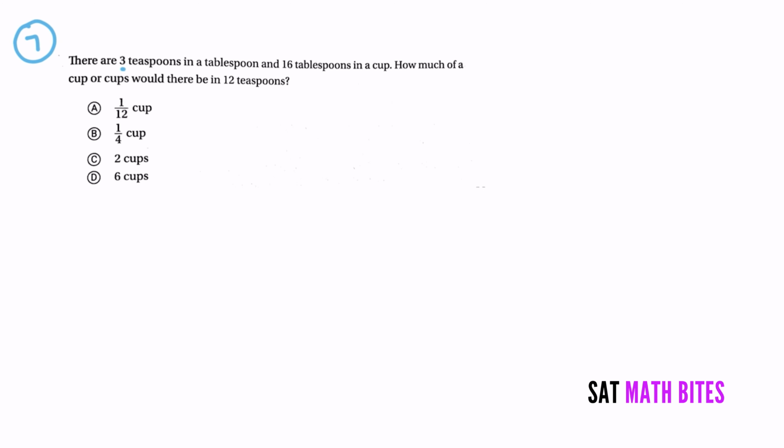Okay, this problem is pretty tricky. We have 3 teaspoons in a tablespoon, and we have 16 tablespoons in a cup. And we're asking what's going on with 12 teaspoons. So we have to do a double conversion here. So we know that there are 3 teaspoons in 1 tablespoon, and you know that we have 12 teaspoons. So the first thing we're going to do is figure out how many tablespoons that is.